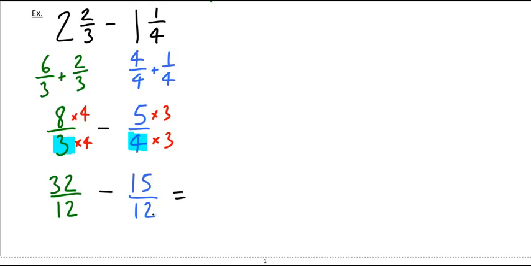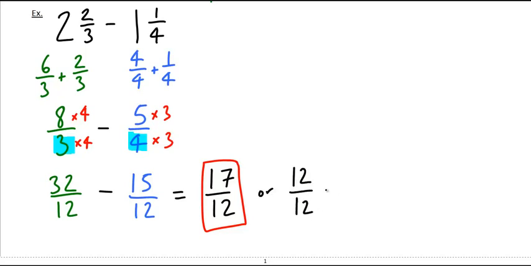So since I've got my common denominators, I just go ahead and subtract my numerators. 32 minus 15 is 17 over 12, same denominator. And it's fine to leave your answer like that, unless they specifically ask for a mixed number. So we could write that as a mixed number, which would be like 12 over 12 plus 5 over 12, which is the same thing as 1 and 5 over 12.